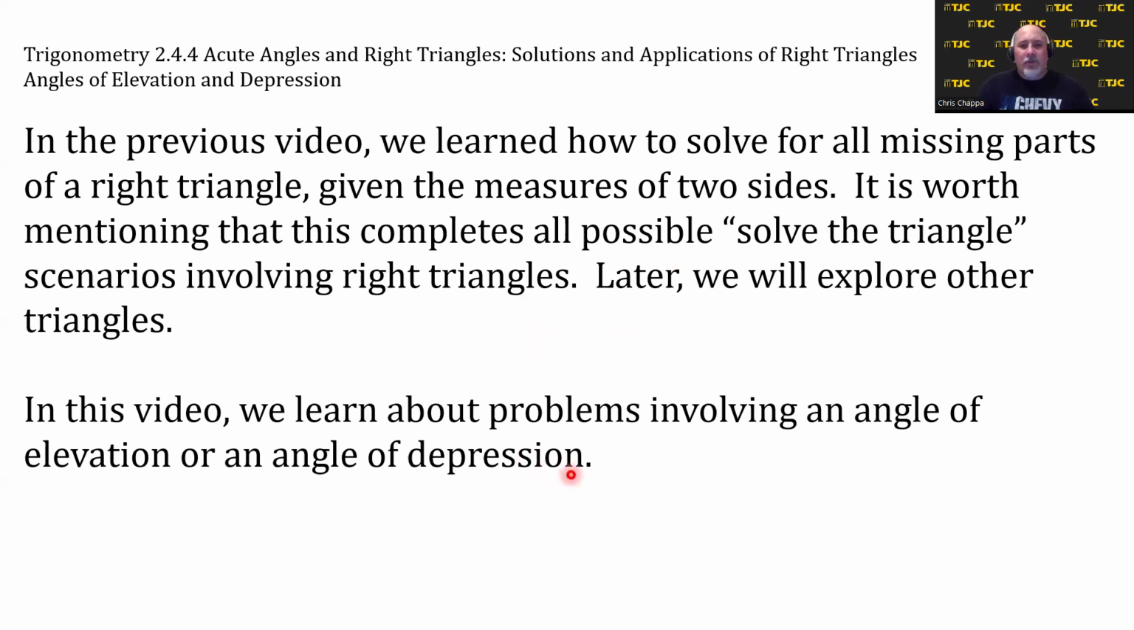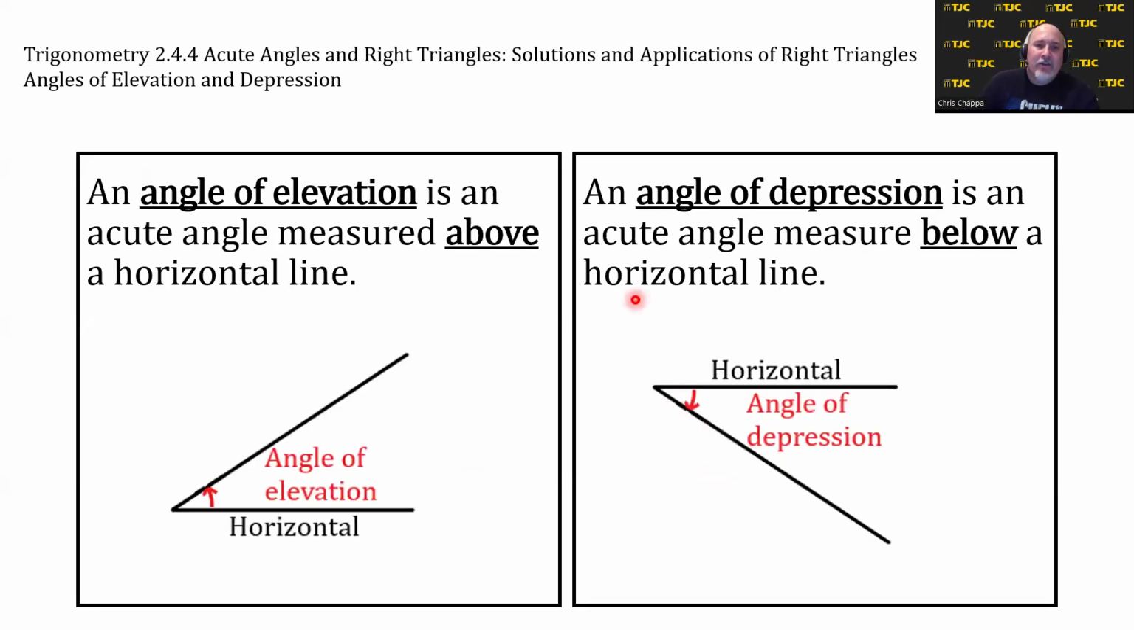In this video, we learn about problems involving an angle of elevation or an angle of depression. We should start by defining both of these terms. An angle of elevation is an acute angle measured above a horizontal line. So think of looking straight forward and elevating your head and having a new line of sight. And similarly, an angle of depression is an acute angle measured below a horizontal line. So again, think of looking forward and tilting your head downward to look at something with a new line of sight.